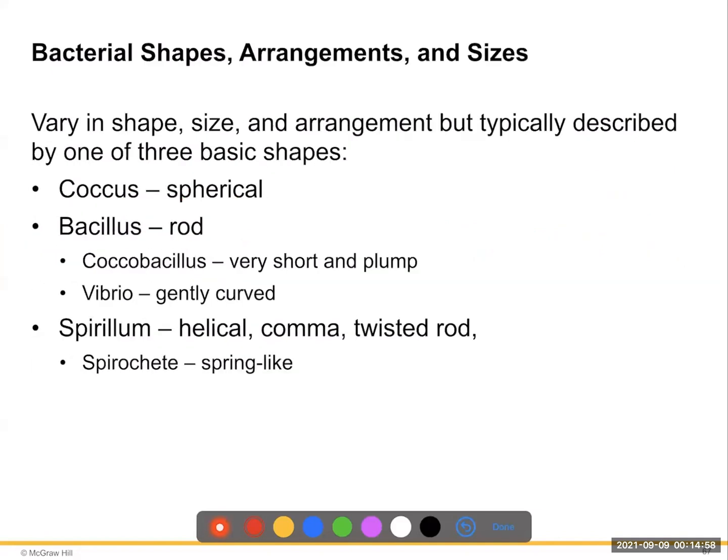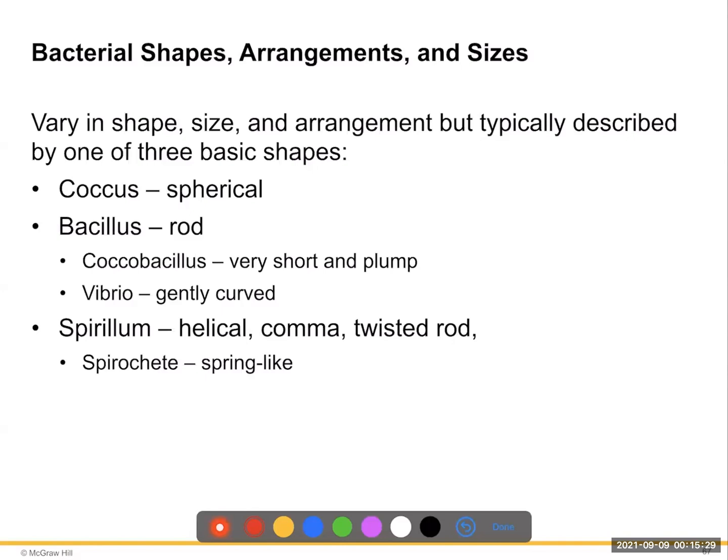Okay. Bacterial shapes, arrangements, and sizes. Bacteria come in all shapes and sizes, and all kinds of names. I want you to be familiar with the names so you can look them up on the exam. You can look it up in your book. You don't have to memorize everything. I don't have all these memorized. There are hundreds and hundreds or thousands and thousands of these bacteria. But I want you to be familiar with them enough to look it up and identify it when you see it. So you can look up a textbook and understand what we're talking about.